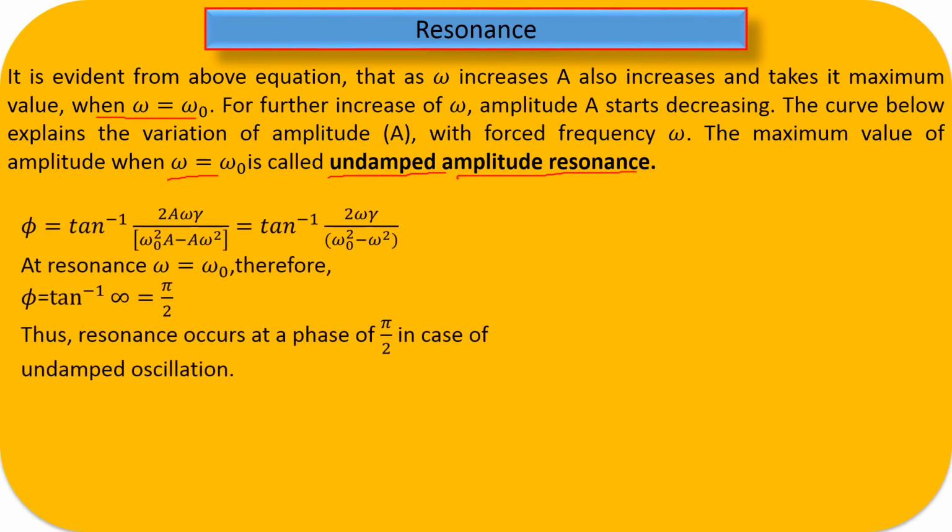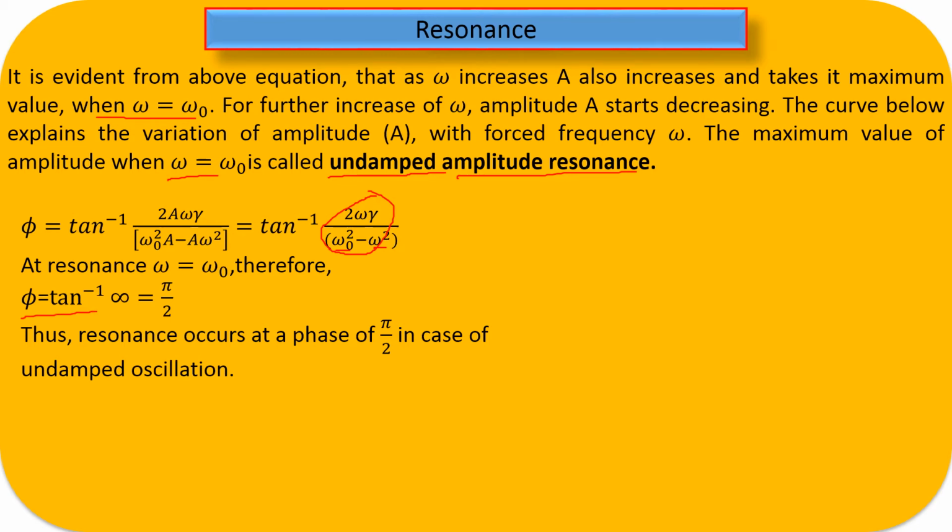So let us say the phase will be equal to tan inverse, which we have already seen in the previous class, 2a omega gamma upon omega naught square a minus a omega square. So a I have taken out, so this is the value of the phase we are getting, tan inverse 2 omega gamma upon omega naught square minus omega square. Now what we are saying, we are going to get the resonance when these two values are going to be equal, so naturally this value will be equal to tan inverse infinity, so this is what we have taken.